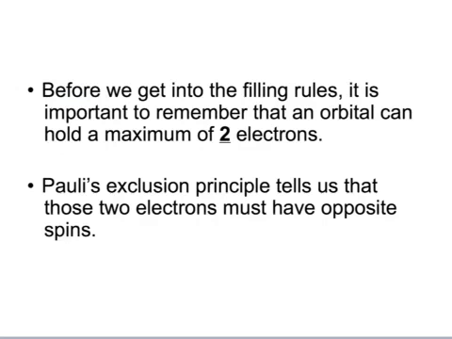Remember that each orbital can hold a maximum of 2 electrons. And Pauli's exclusion principle tells us that if there are 2 electrons in an orbital, they must have opposite spins. So that'll make more sense later on when we get into filling the orbitals.